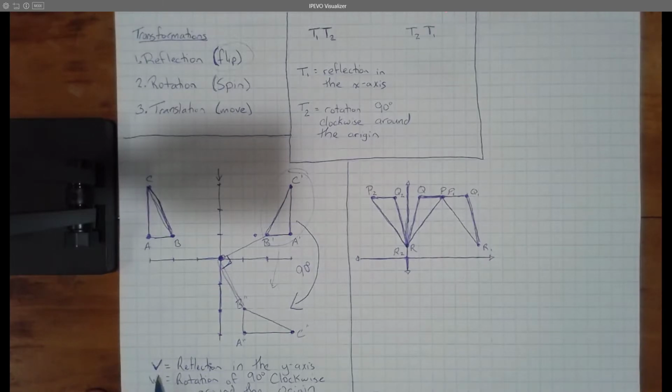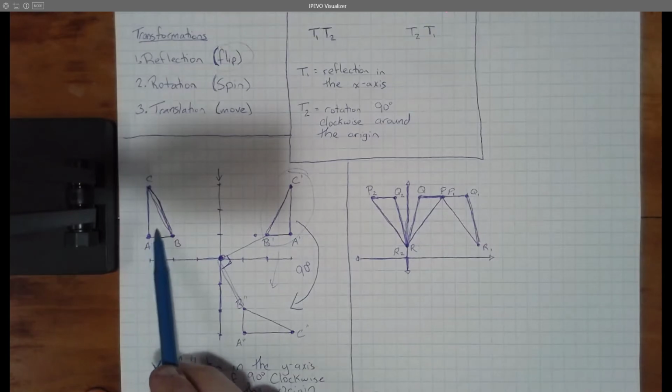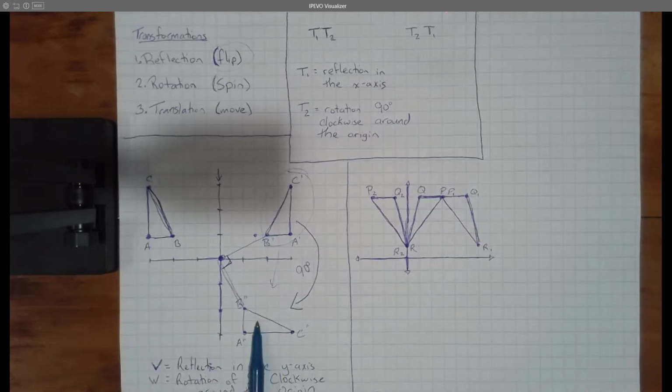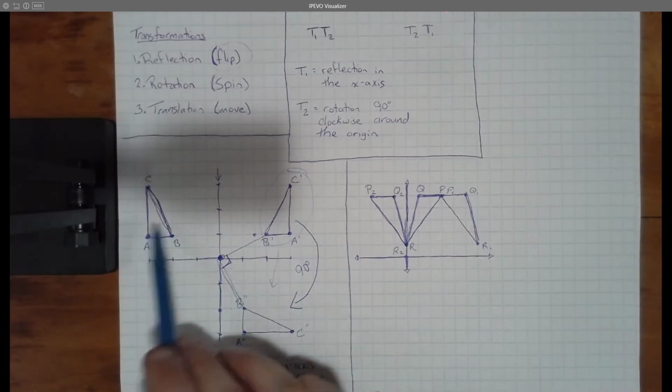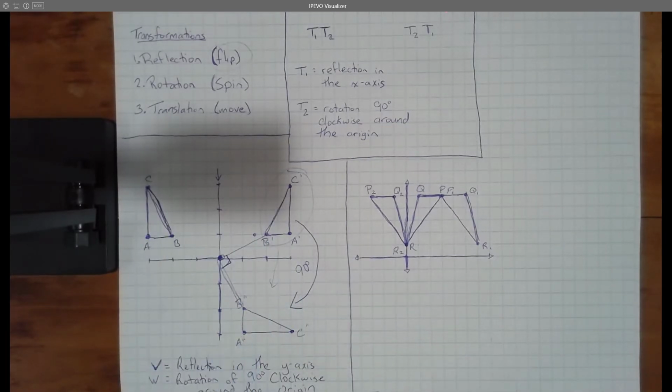We had transformation V and transformation W that caused us to change the location of this triangle. I do want to note as well, and we talked about this at the beginning of this unit, that each of these triangles are congruent to each other. If you remember from our first video, congruency means that it is the exact same size and shape, or the side lengths are the same size, and all the angles are the same size as well.